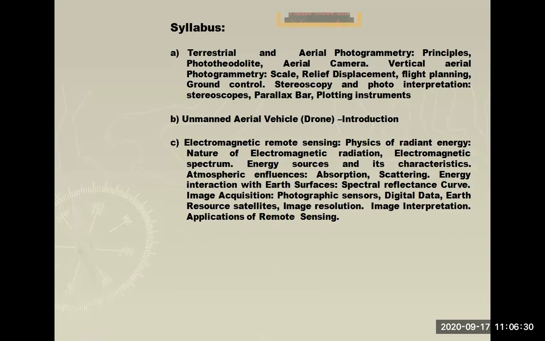Hmm? Anyway, you can tell in Marathi also. Whatever you have learned, what is remote sensing? That you can tell me.